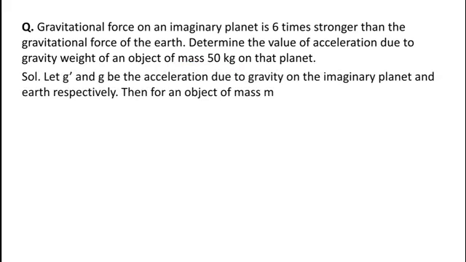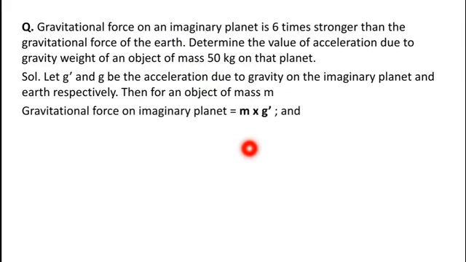So let us see the solution. First let us suppose G dash and G be the acceleration due to gravity on the imaginary planet and earth respectively. Then for an object of mass m, we can write the gravitational force on the imaginary planet is equal to the mass of the object into the acceleration due to gravity of the imaginary planet, that is m into G dash. In the same way, the gravitational force on the earth is equal to the mass of the object into the acceleration due to gravity of earth, so m into G.